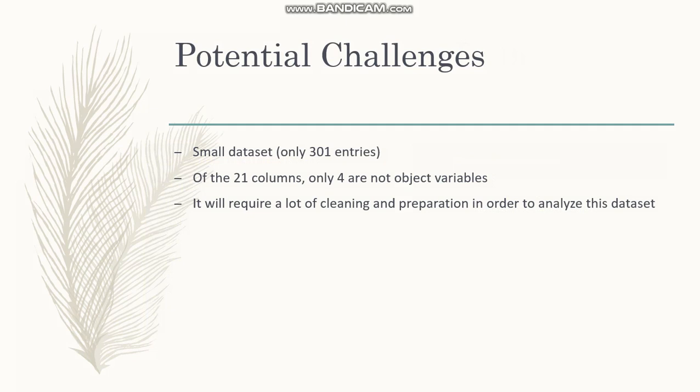The biggest potential challenge for this project is that my data set is very small. It only has 301 entries. And the second issue is that of the 21 columns that are given, only 4 of them are numeric variables. That means the rest of them are object variables or strings, and it will require a lot of preparation in order to analyze this data set. I'm going to be preparing the data set by using get dummies and one-hot encoding of the categorical features.